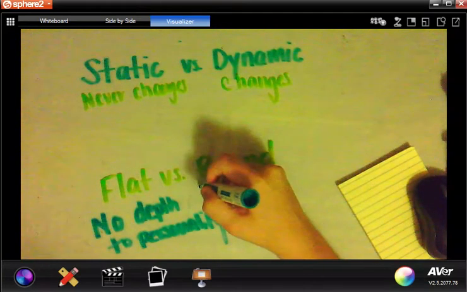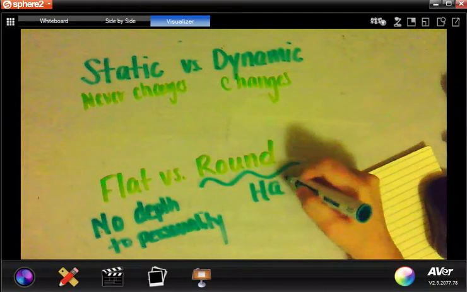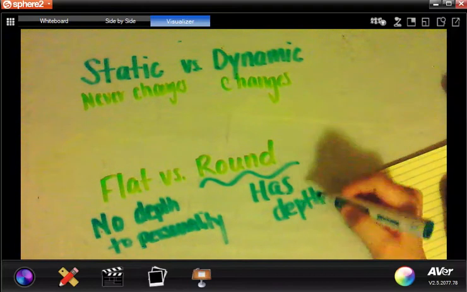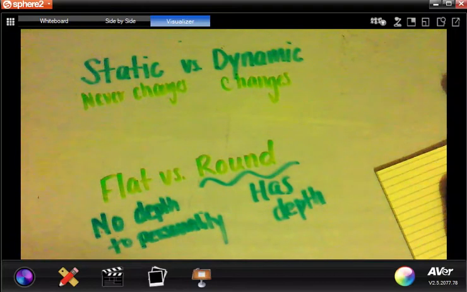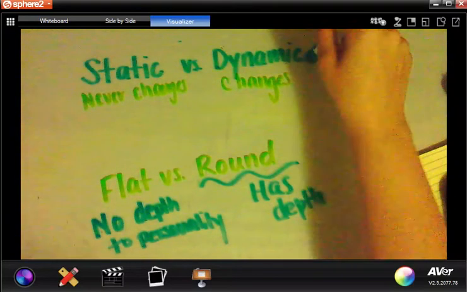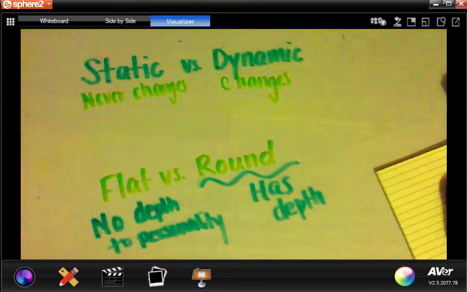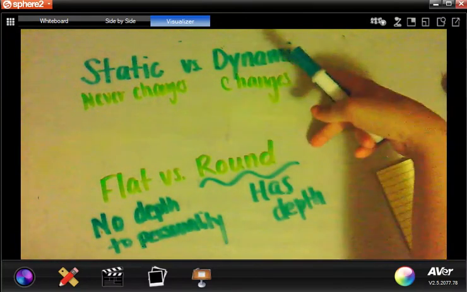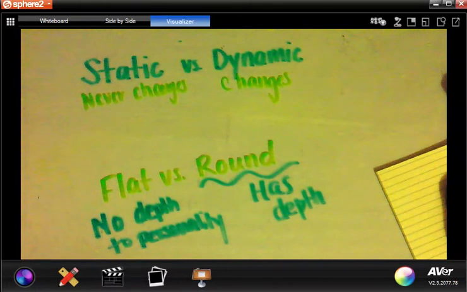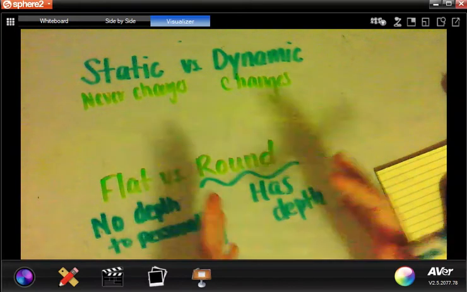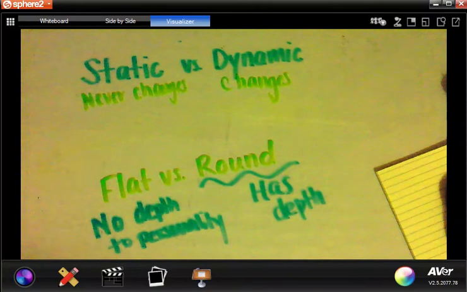A round character has depth. They can show a range of emotions. They develop feelings, and we can see them changing throughout the story. And that's why typically you can see dynamic round characters together. This is a pair you'll see together, because they change over time, and as they change, you get to see more and more of their personality.